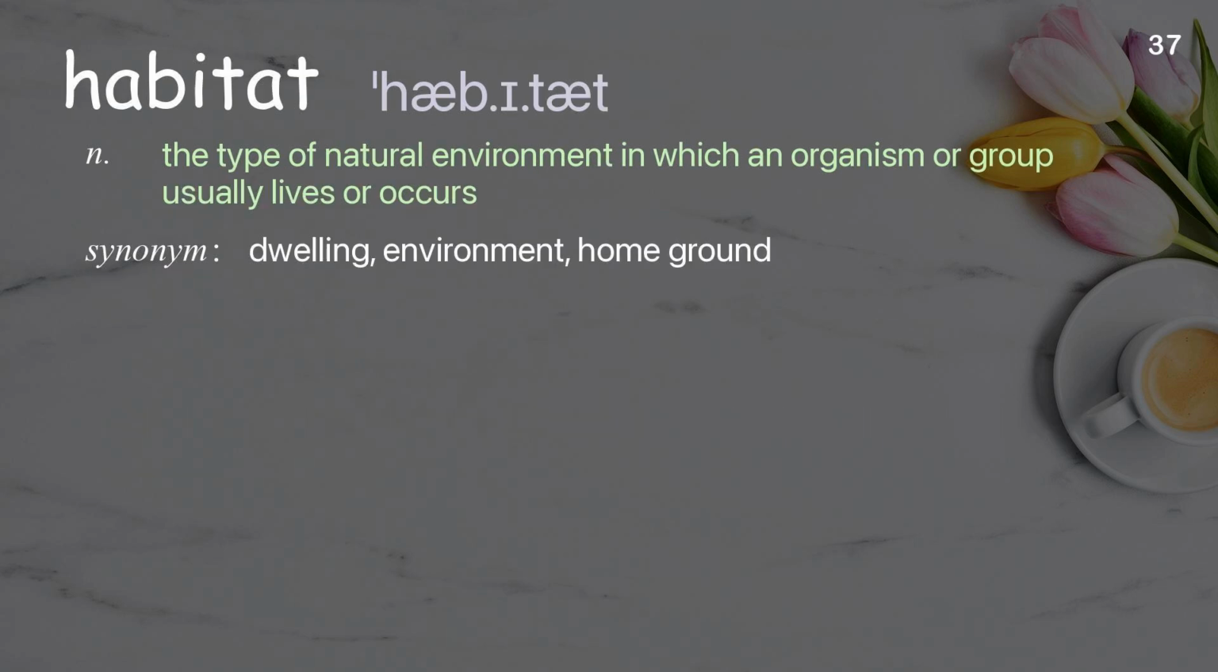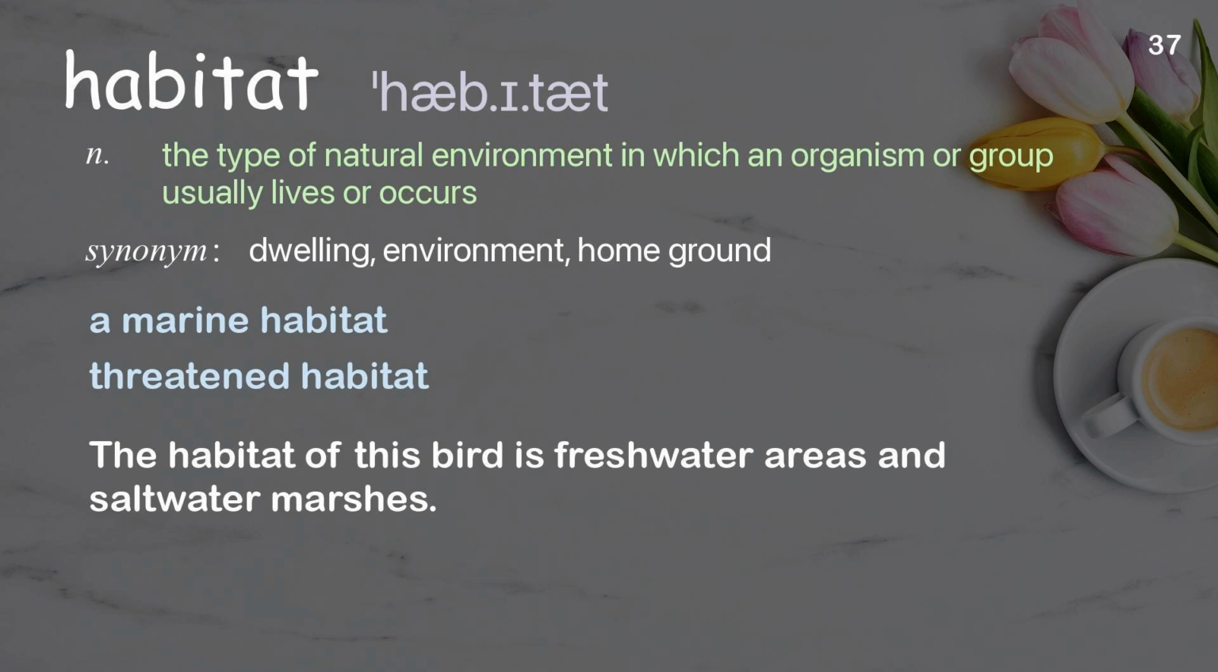Habitat. The type of natural environment in which an organism or group usually lives or occurs. Examples: A marine habitat. Threatened habitat. The habitat of this bird is freshwater areas and saltwater marshes.